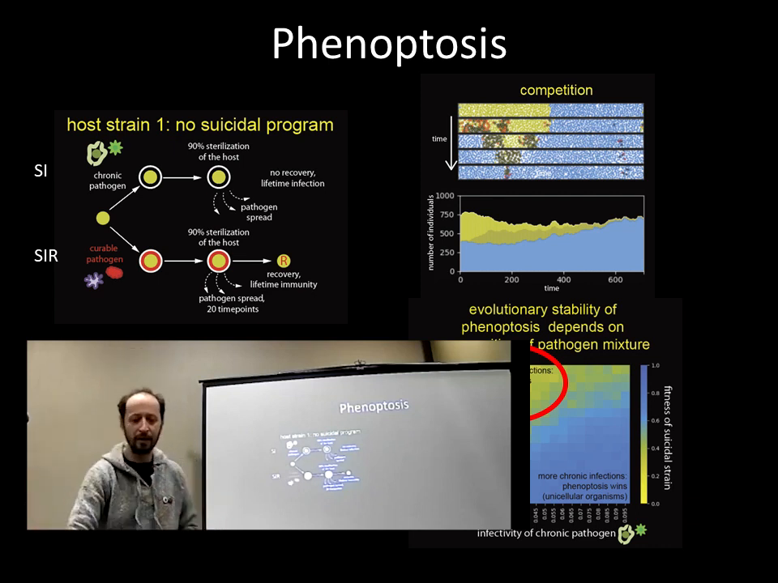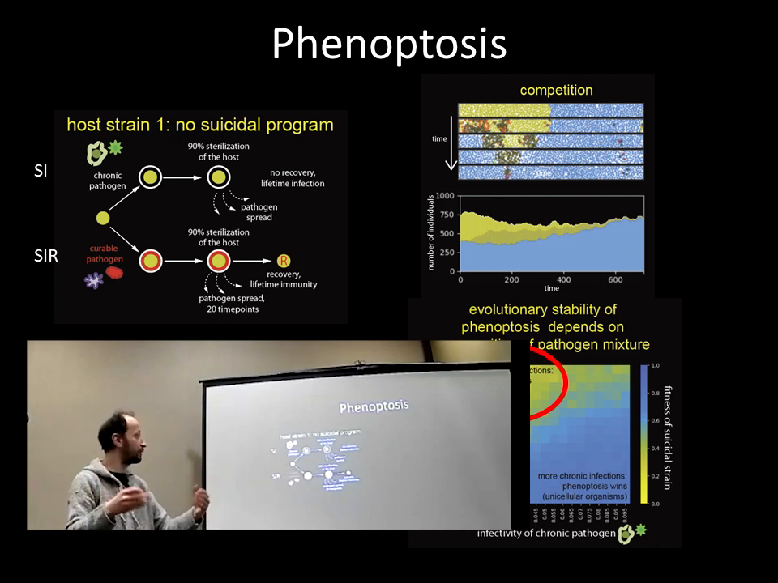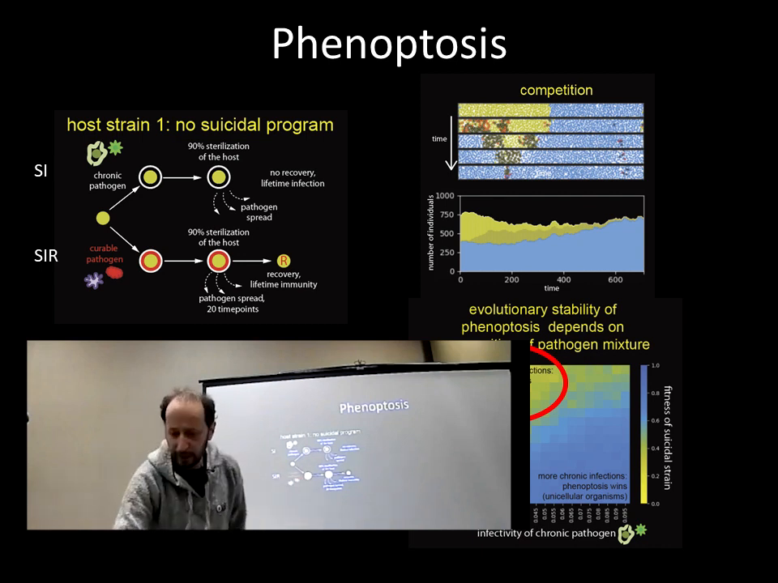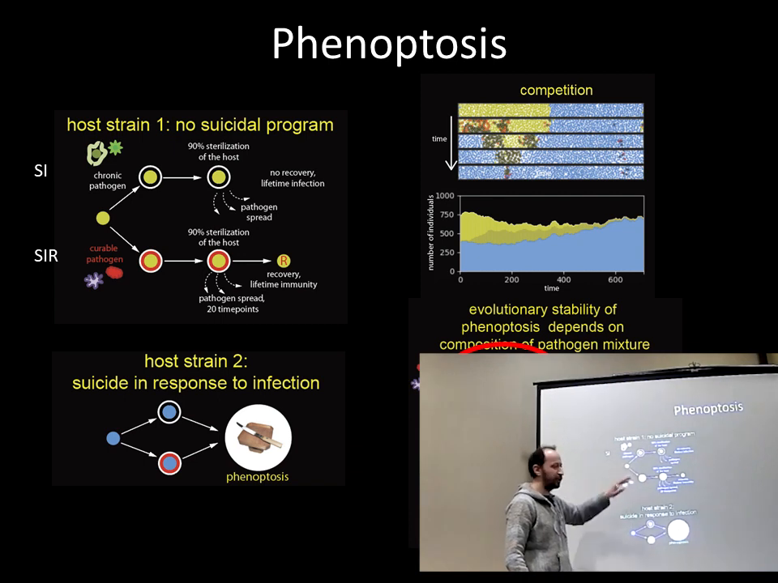So we have modeled an epidemiological situation where both types of pathogens are around. Black rings are chronic pathogens, red rings are curable pathogens. Okay, and now we also have 2 types of strains. This is a regular strain, which doesn't do anything with suicide, and this is a phenoptotic strain that commits suicide in response to every infection. This is a harakiri knife.